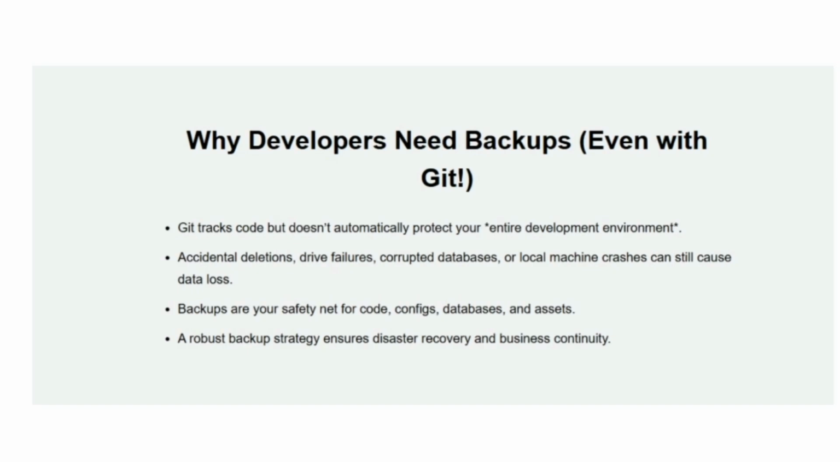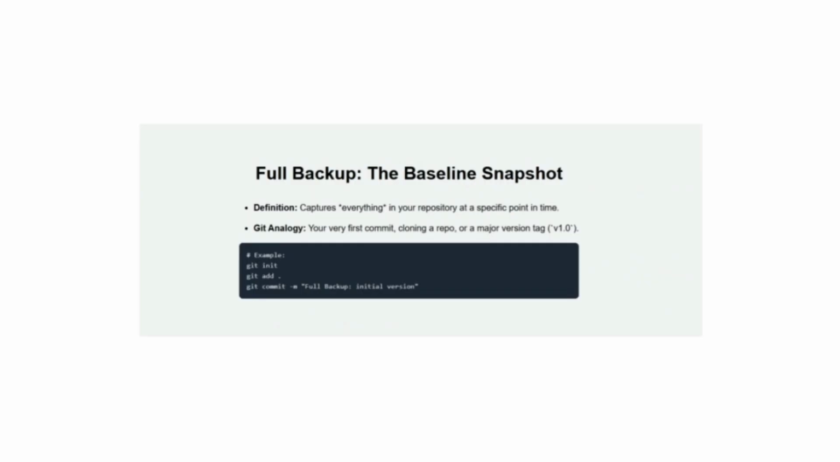Okay, so let's start with the simplest type, which is the full backup, the baseline snapshot. This is what it sounds like: a complete snapshot of everything right now. In Git terms, this is like your very first commit to a new repository, or when you clone a repo for the first time, capturing the entire state of the project in one go. It's a solid foundation, the baseline that all the backups will be compared to.